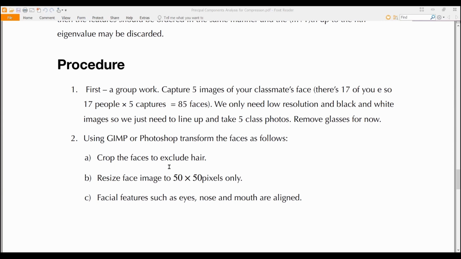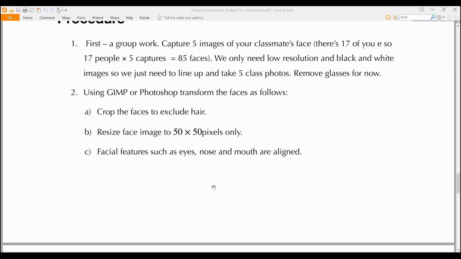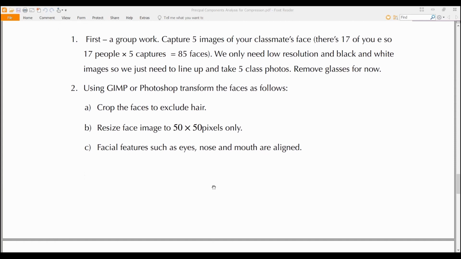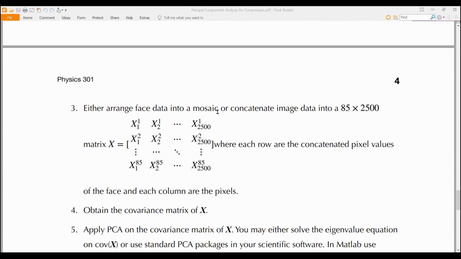Why faces, guys? Because faces are highly similar, di ba? We all have 2 eyes, 1 nose, 1 mouth, and their locations are the same always, no? So if we line them up properly, like crop the faces to exclude hair, you just include just the feature of the face. Resize the face images to be 50 by 50 pixel only, and then if you could align the eyes, nose, and mouth, then you would have 85 faces to form our face database. Okay, now either arrange the face data into a mosaic or concatenate the image data into an 85 by 2500 matrix.